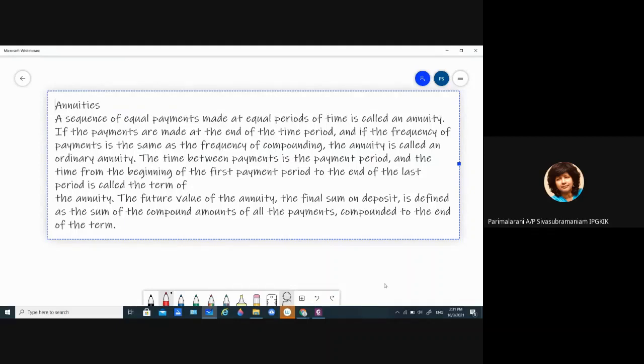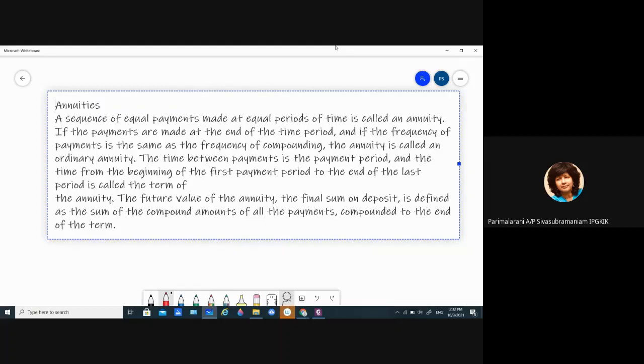Okay, annuities. What is an annuity? An annuity is a sequence of equal payments made at equal periods of time. So when you pay money, say monthly or yearly, and you pay the same amount monthly or yearly, that is called an annuity account.